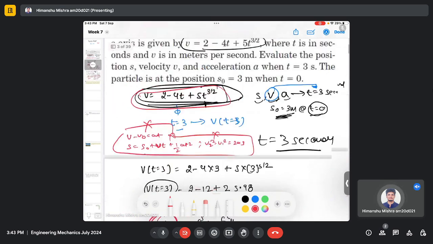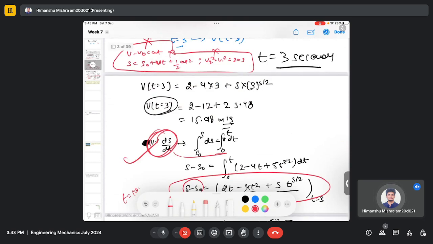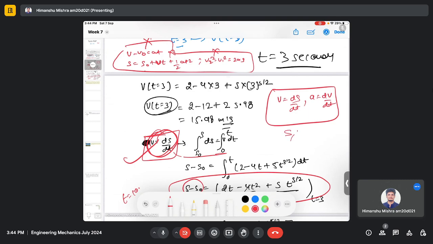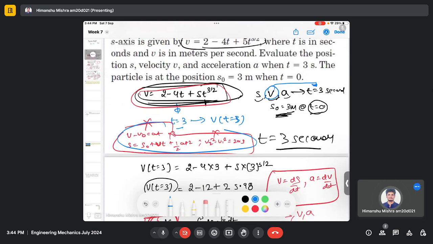So when the acceleration is not constant, the procedure is to find the other quantities by using these very general equations: v equals ds by dt and a equals dv by dt. You have to use these two general relations to find the unknown quantities like s, v and a. But if the acceleration is constant, then you can use these relations. Okay.